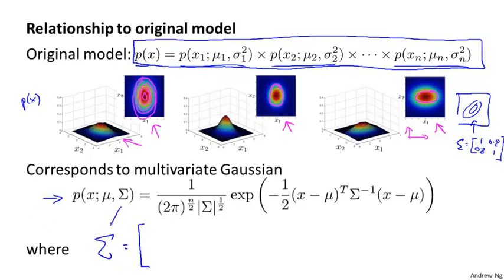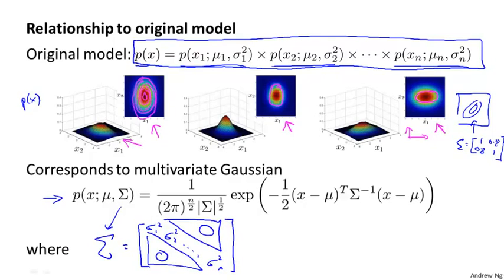And the constraint is that the covariance matrix sigma must have zeros on the off-diagonal elements. In particular, the covariance matrix sigma would be sigma squared 1, sigma squared 2, down to sigma squared n. And then everything on the off-diagonal entries, all of these elements above and below the diagonal of that matrix, all of those are going to be 0. And in fact, if you take these values of sigma squared 1, sigma squared 2, down to sigma squared n, and plug them into this covariance matrix, then the two models are actually identical.